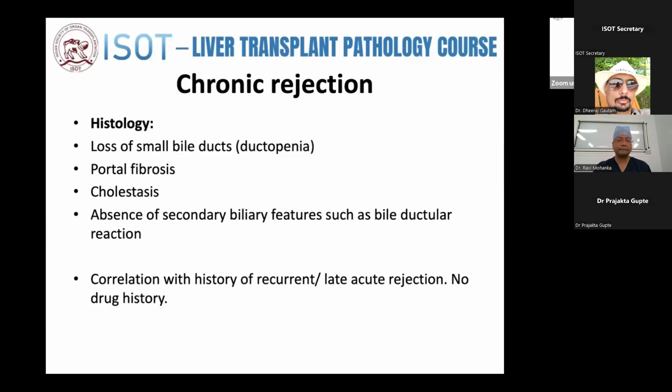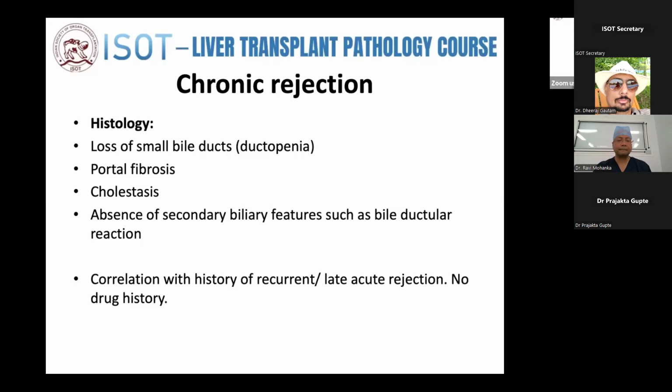Now coming to chronic rejection. On histology, we would see loss of small bile ducts, that is ductopenia. Portal fibrosis can be seen. Cholestasis may or may not be seen. And usually there is absence of secondary biliary features such as bile ductular reaction. So ductopenia with absence of ductular proliferation and presence of fibrosis can be seen in chronic rejection.